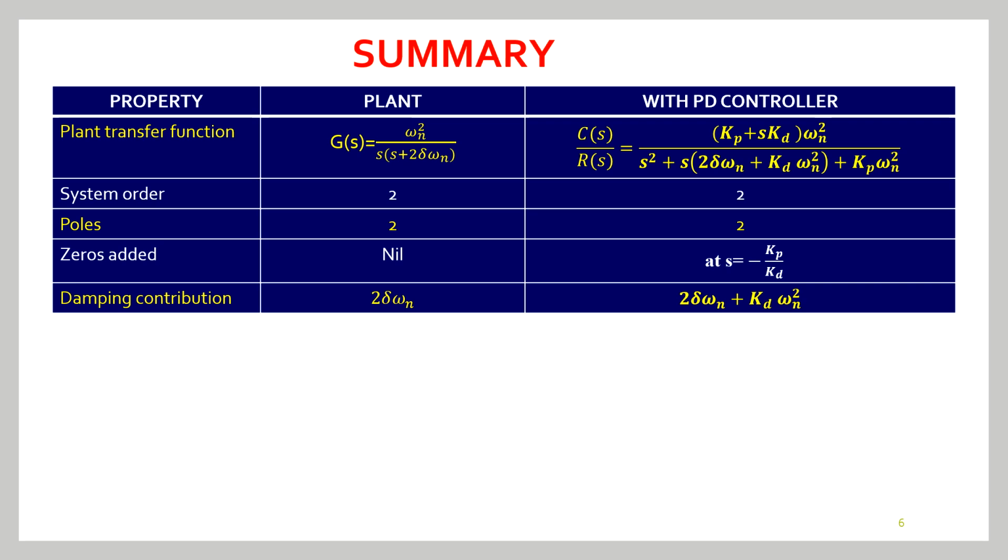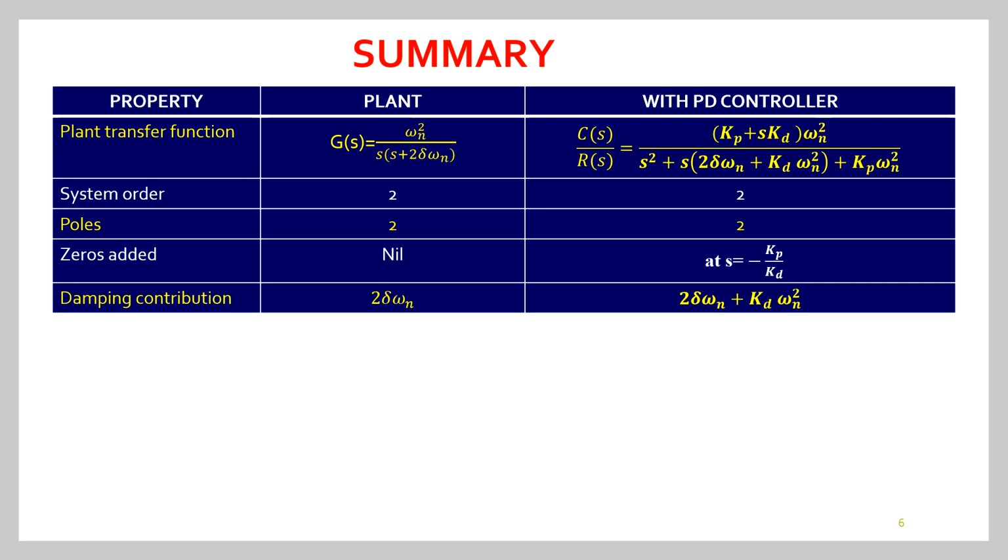So let us revise again and conclude again. The plant transfer function is an open loop. This is the closed loop C of S by R of S after adding a proportional derivative controller. There is no change in system order, and hence no change in the number of poles. But a 0 was added with the proportional derivative controller and the damping factor is increased.